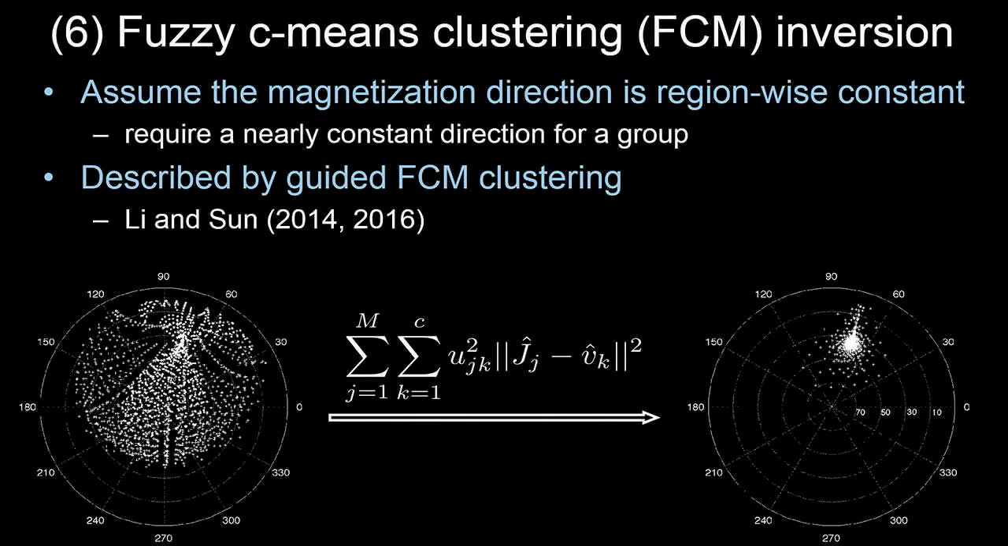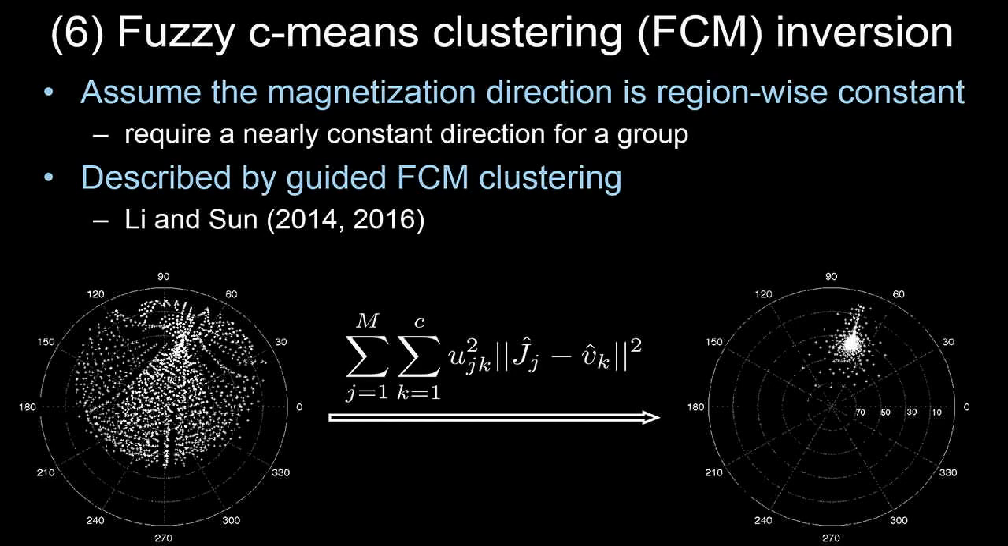So the last category is fuzzy c-means clustering. The idea is you discretize the model into a large number of cells. That's purely for numerical flexibility and parameterization. But geology has a small set of directions, dominant and coherent. So this behavior is actually described by fuzzy c-means clustering.